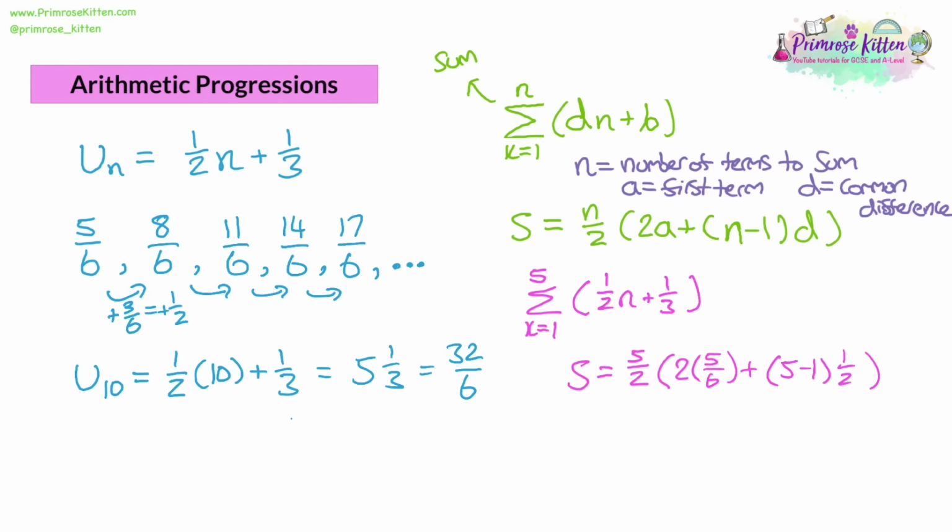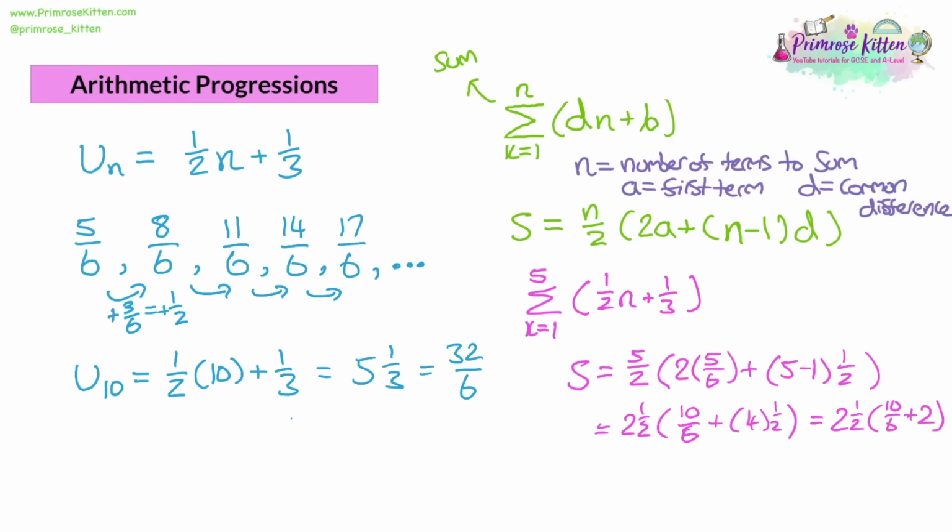So we can start to work this out. 5 divided by 2 is going to give us 2.5. 2 multiplied by 5/6 will be 10/6. We're going to add on to that 5 take away 1, which is 4, so 4 multiplied by a half. We can continue working through this. So we have 2.5 multiplied by 10/6 plus the half of 4, which is 2.